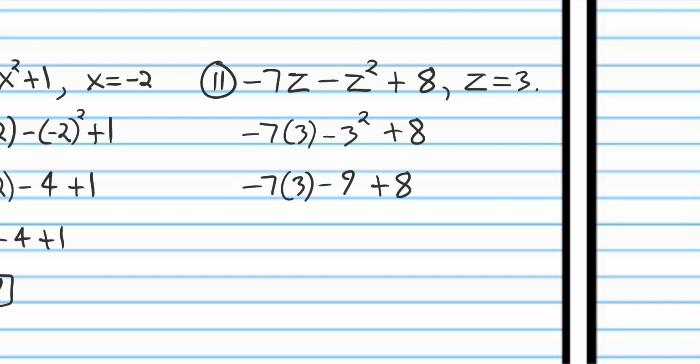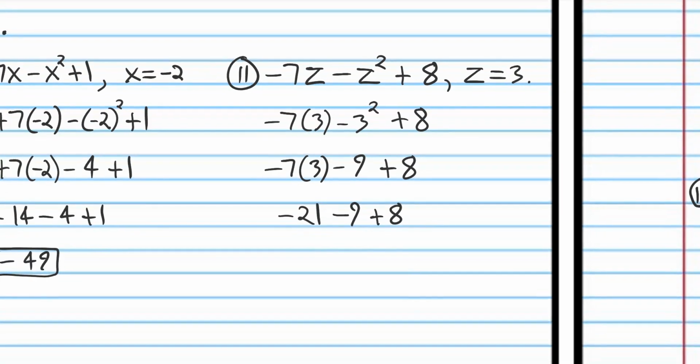And remember, multiplication is shown with parentheses. Negative 7 times 3 is negative 21. Negative 21 minus 9 is negative 30. And negative 30 plus 8 is negative 22. So if you got negative 22, good job.